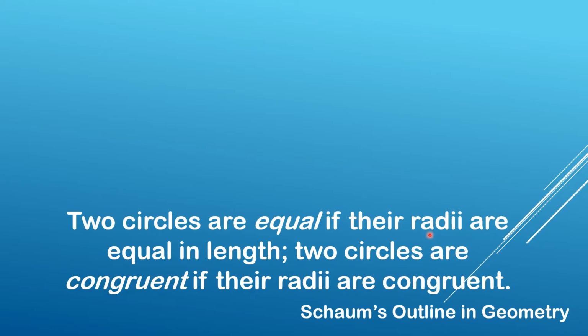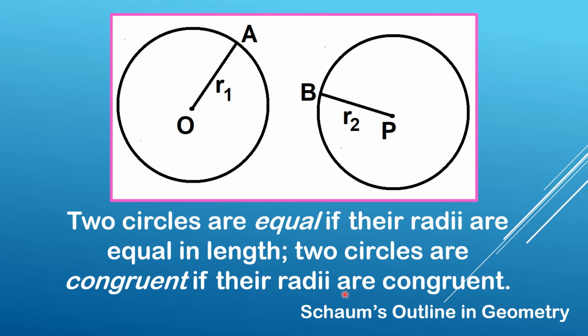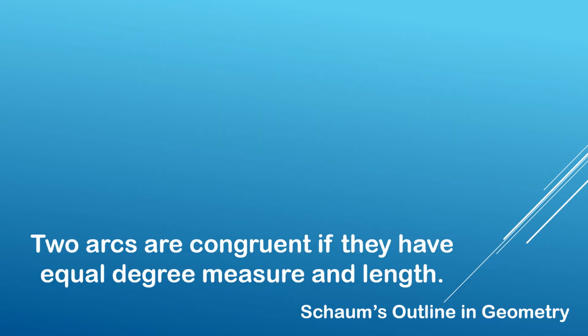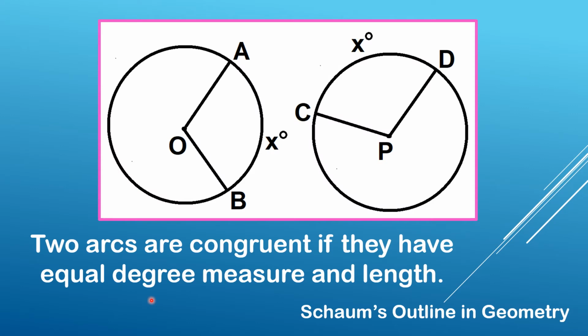Two circles are equal if their radii are equal in length. Two circles are congruent if their radii are congruent. So we have here two circles, and if r sub 1, the radius here, is equal to r sub 2, the radius in this other circle, then these two circles must be equal. Or if radius 1 is congruent to radius 2, then these two circles are congruent. Two arcs are congruent if they have equal degree measure and length. Notice that arc AB is congruent to arc CD if these arcs have the same measure or length.